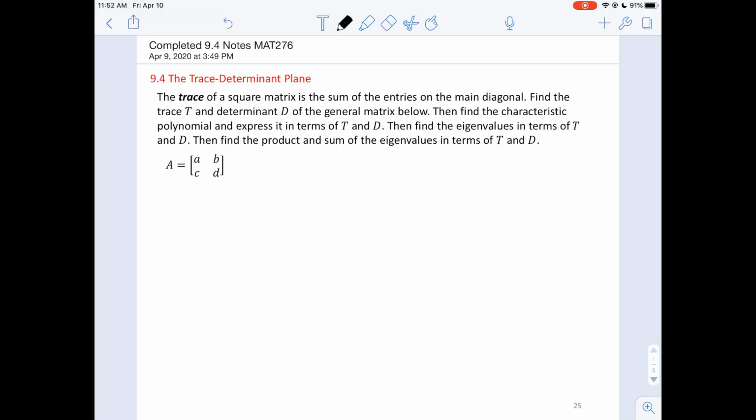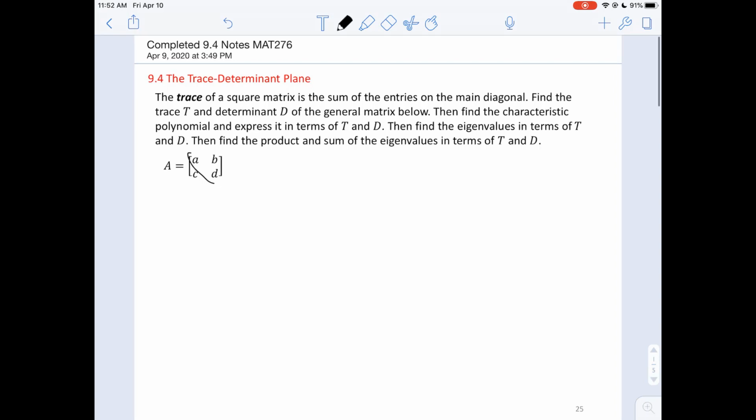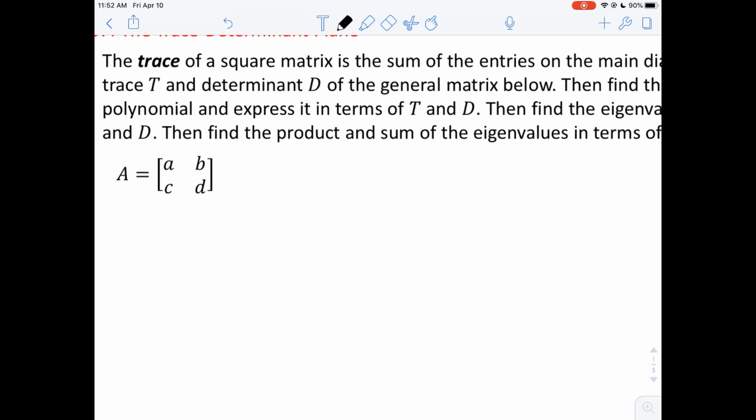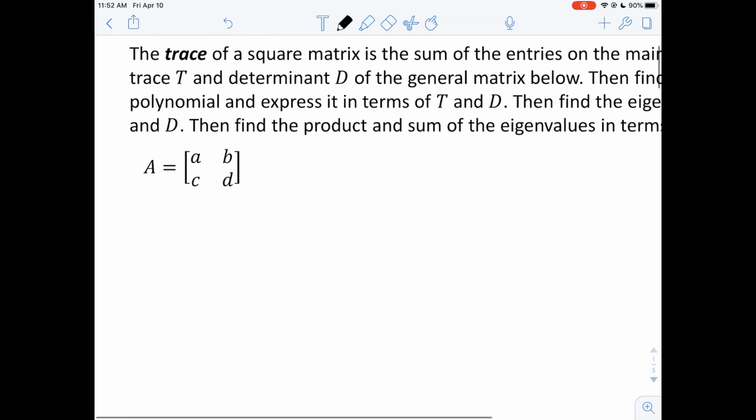The trace of a square matrix is the sum of the diagonals on the main diagonal. The main diagonal is this diagonal, as opposed to that diagonal. The main diagonal is top left down to bottom right. So we have a general 2 by 2 matrix here written down, a, b, c, d, and we're asked to find the trace and determinant. Capital T stands for the trace, and D is the determinant. So let's go ahead and write those down right now.